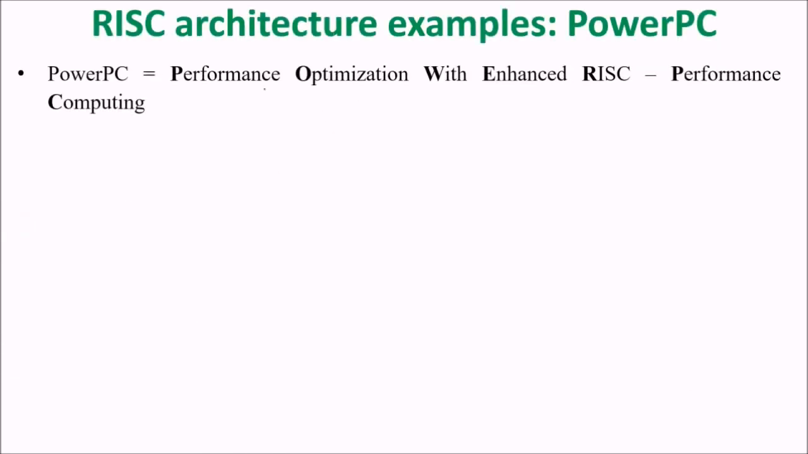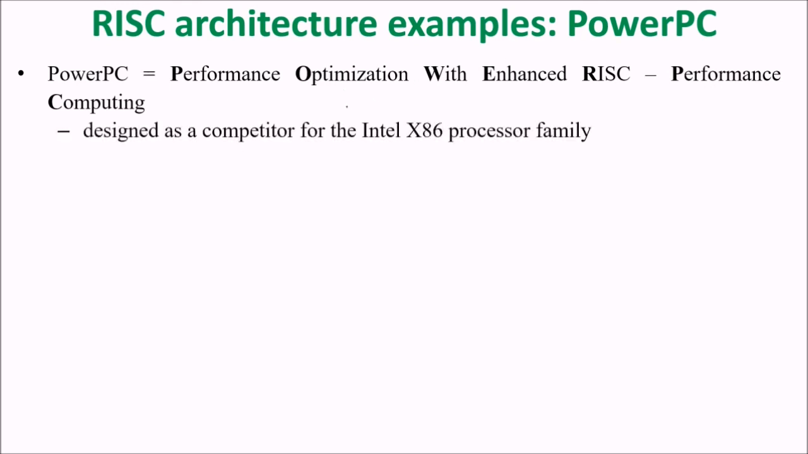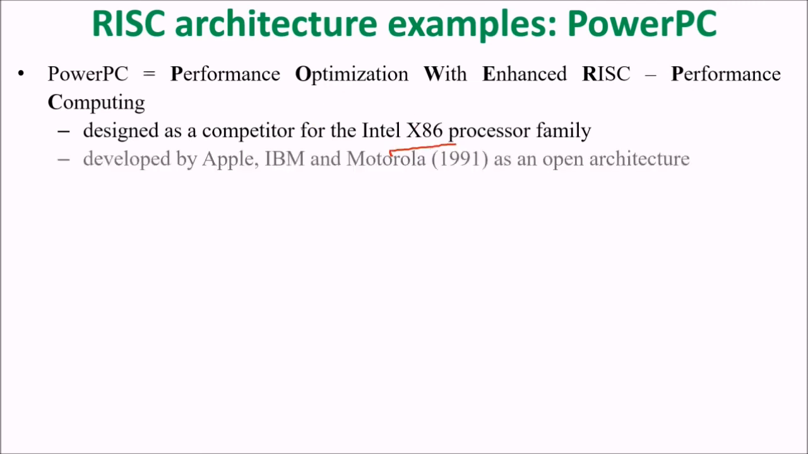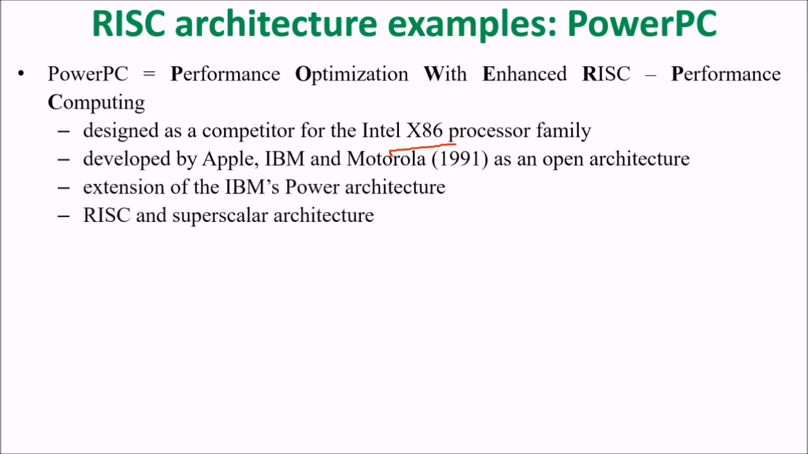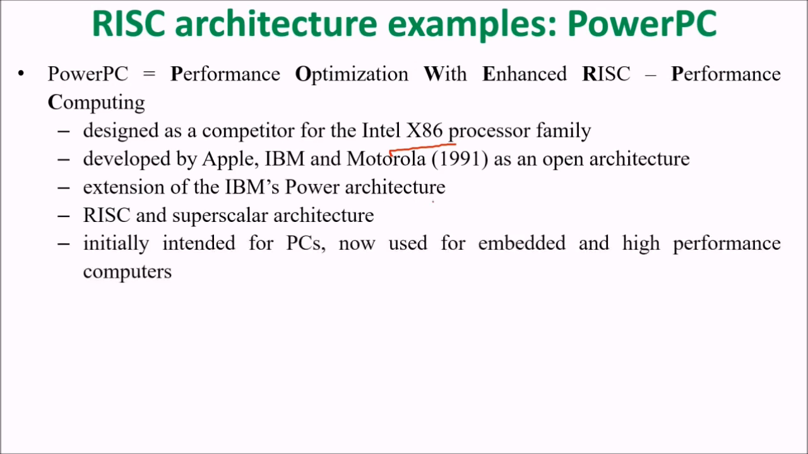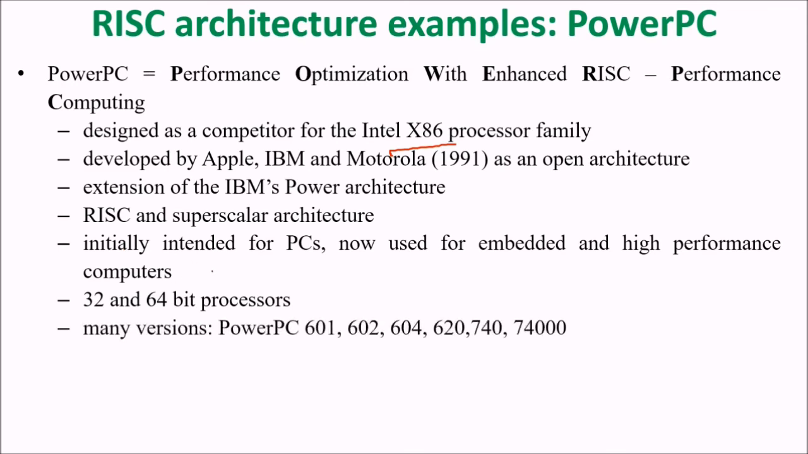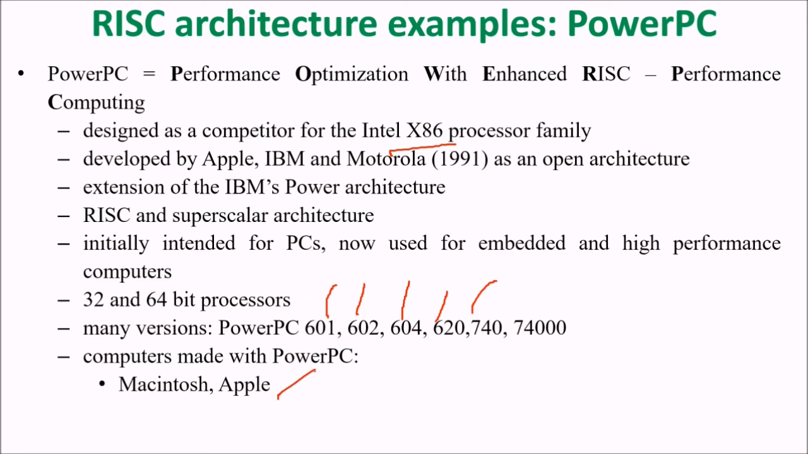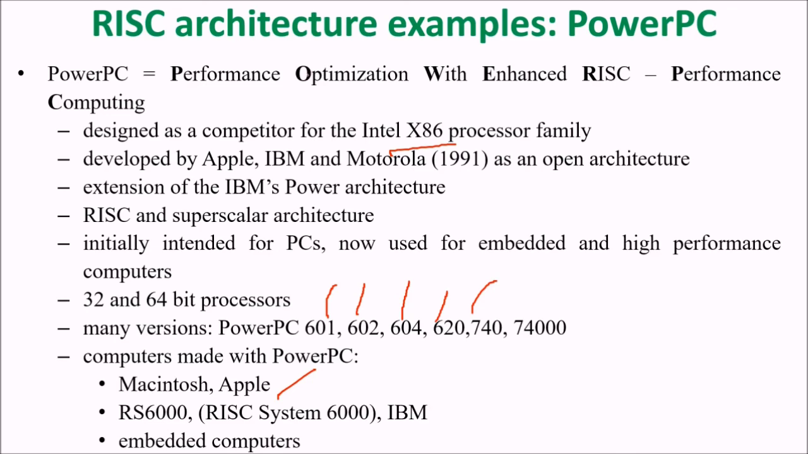Then comes PowerPC, that is performance optimization with enhanced RISC performance computing, designed as a competitor for the Intel x86 processor family, developed by Apple, IBM and Motorola as an open architecture. This is an extension of IBM's Power architecture, RISC, and this is also a superscalar architecture. Initially intended for PCs, now used for embedded and high performance computers. Both 32 and 64-bit processors, various versions, PowerPC 601, 602, 604, 620, 740 and 7400. Computers made with PowerPC are Macintosh by Apple, RISC System 6000, RS 6000 by IBM, and embedded computers.